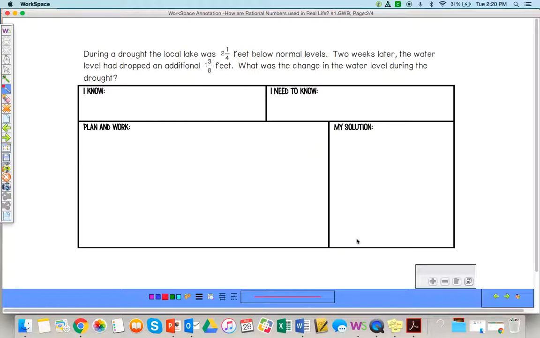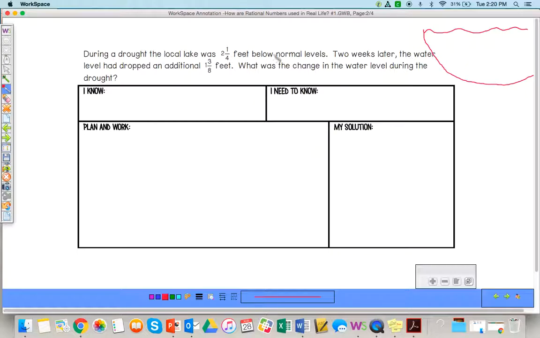So our first problem says, during a drought, the local lake was 2.25 feet below normal levels. 2 weeks later, the water level had dropped an additional 1 3/8 feet. What was the change in the water level during the drought? So I'm going to draw you a picture so you can understand what it's talking about. Say this is our water level that was originally, okay? Originally our water was this high, if this is our lake.